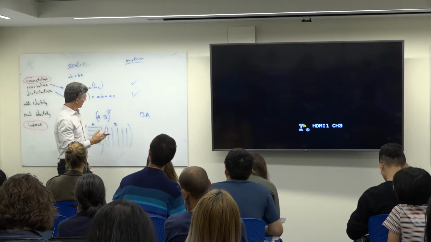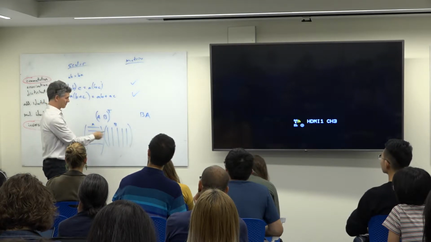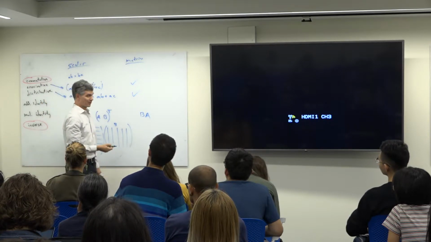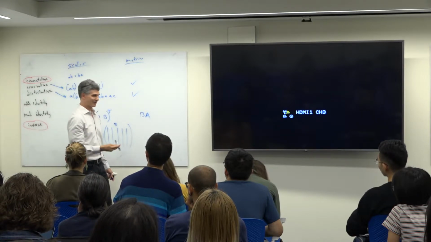This is bad. Since B is first, I need its rows. That's how matrix multiplication works. But I don't want the rows, I wanted the columns. So how do I switch them? I have to switch the rows and the columns.